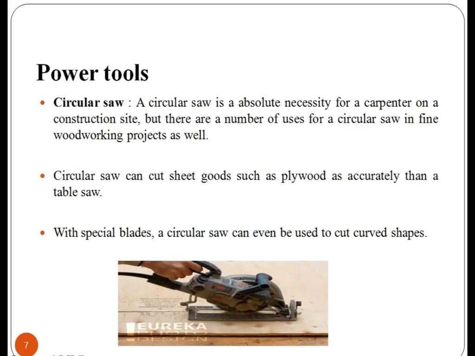Now, let us study the power tools which are used in carpentry. Circular saw. It is a power saw using a toothed blade to cut different materials. Circular saw may also loosely be used for the blade itself. It was invented in the late 18th century. A circular saw can cut sheet goods such as plywood more accurately than a table saw. With special blades, a circular saw can even be used to cut curved shapes.